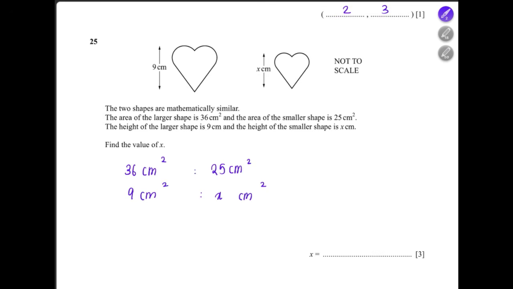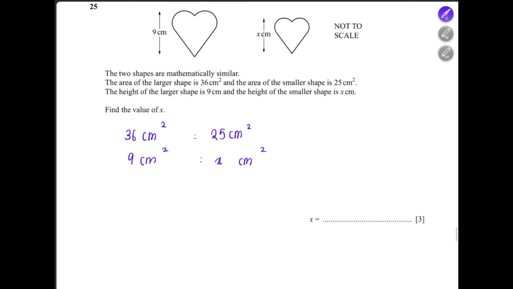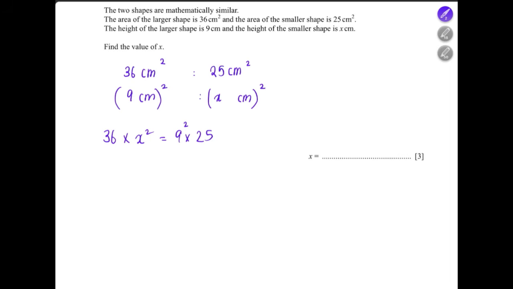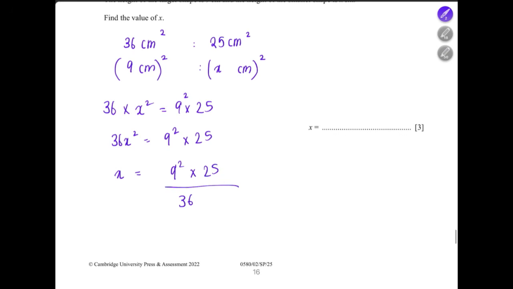So this is going to be like this, okay? So we can multiply 36 multiplied by x squared. Now we are cross multiplying them like this, so 36x squared equals 9 squared multiplied by 25. So you can make this as x squared equals 9 squared multiplied by 25 divided by 36. Now you also have to square root this.